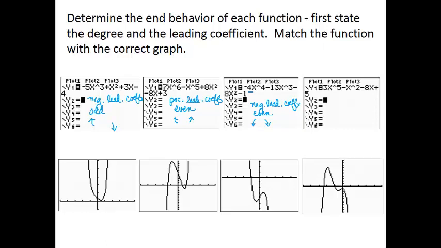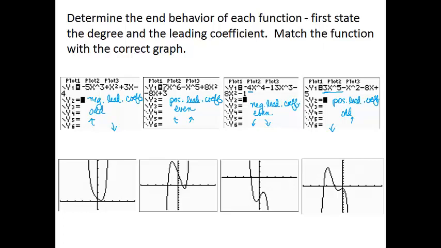The last polynomial is 3x to the 5th minus x squared minus 8x plus 5. So its degree is 5, which is odd. The leading coefficient is 3, which is a positive number. So if you think about the graph of x or x cubed, notice that it goes down to the left and up to the right.